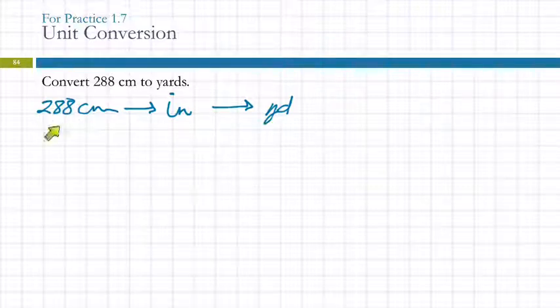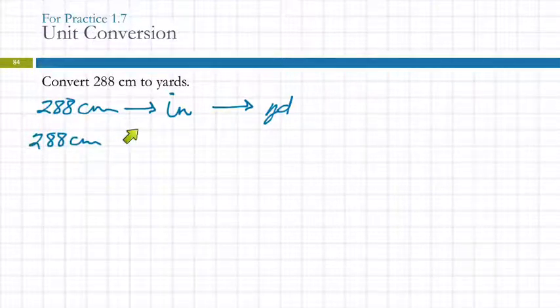This is getting the path. That's the hardest part. That's the key to solving the problem. Once you have that, you can just follow the path and you'll get there. So how do we do that? Well, you take your starting value, 288 centimeters.